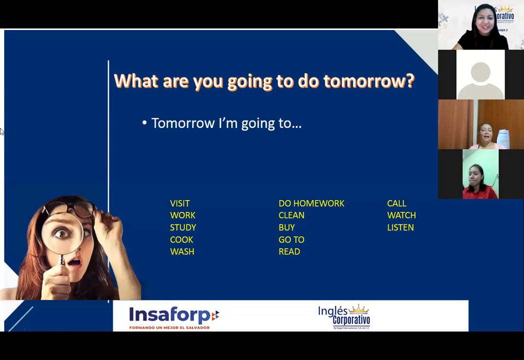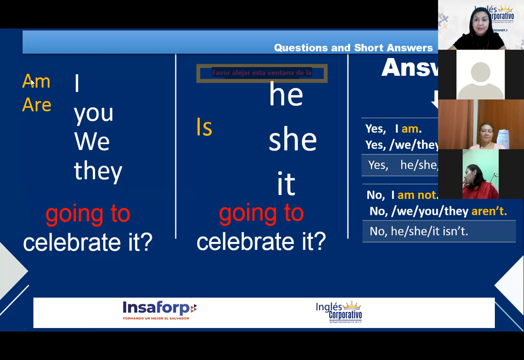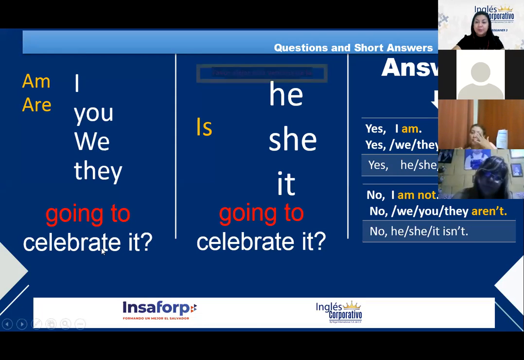This is loading, just give me some seconds. Okay, so for questions and short answers, we have this. First, you have to use the verb be. The three forms of the verb be are am, are, and is. With I, we use am. With the subjects you, we, and they, we use are. And with the third person singular, he, she, or it, we use is. And then you have to use going to, and after going to, you have to use the verb in the infinitive form or base form, and then the complement.